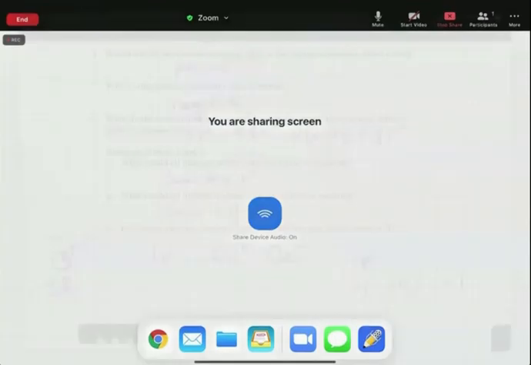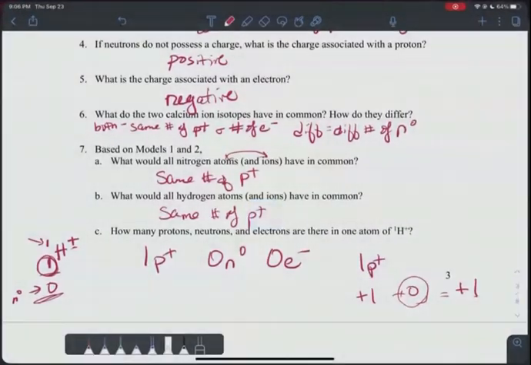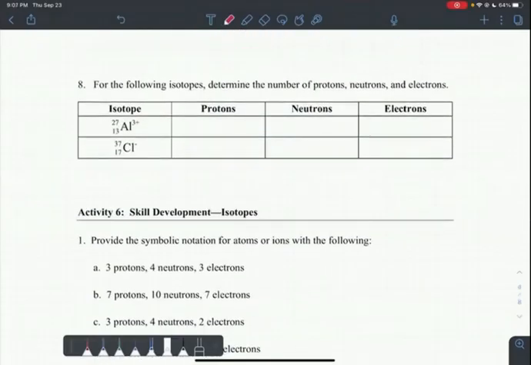Okay. Here we go, part 2 of our video. So for the following isotopes determine the number of protons, neutrons, and electrons. So remember, protons is always going to be this number right here. So that's going to be 13. This is going to be 17. Our neutrons, 27 minus 13 should be 14. 37 minus 17 should be 20.